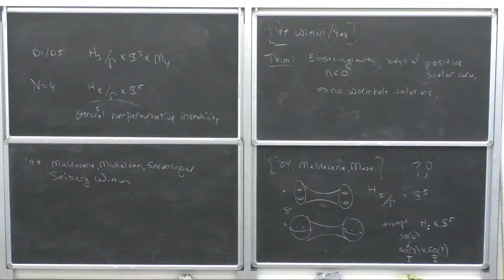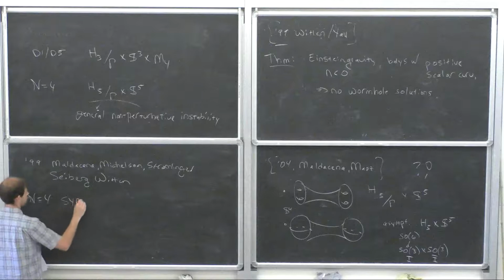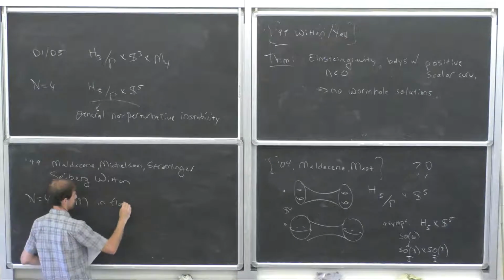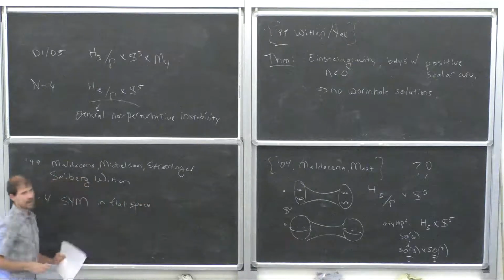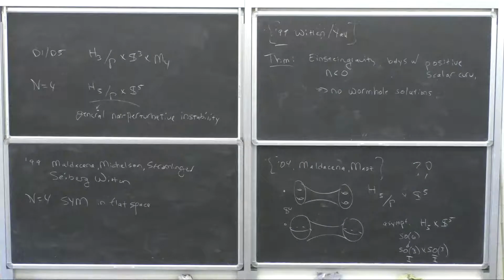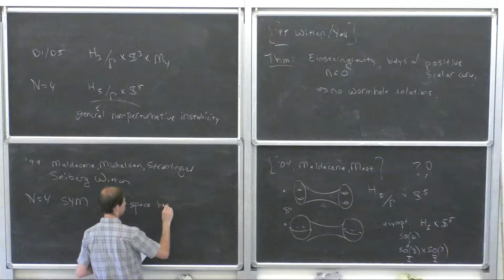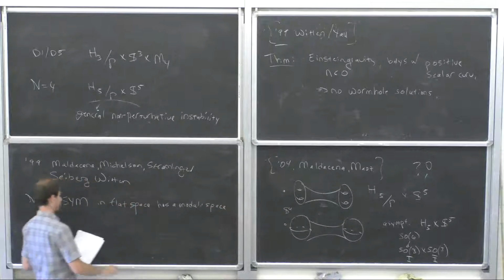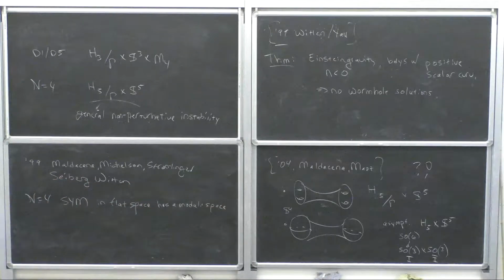What is the instability? Well, ignore wormholes for a moment. Let's talk about something more basic. N equals 4 super Yang-Mills in flat space is a very special quantum field theory. It is one that possesses a vast moduli space of vacua, where the adjoint scalars of N equals 4 pick up vevs.